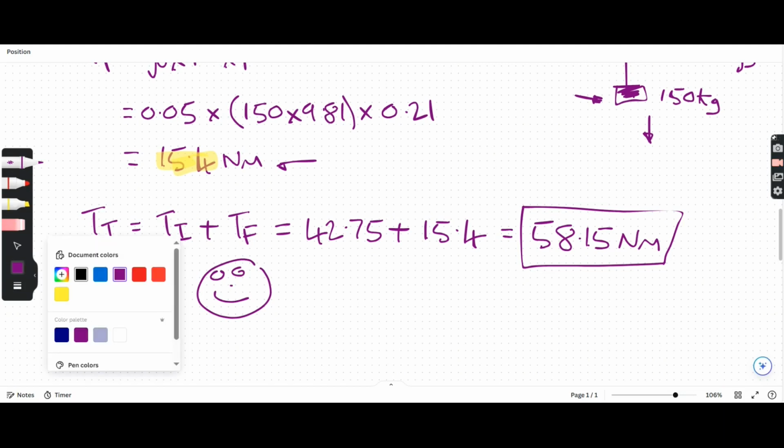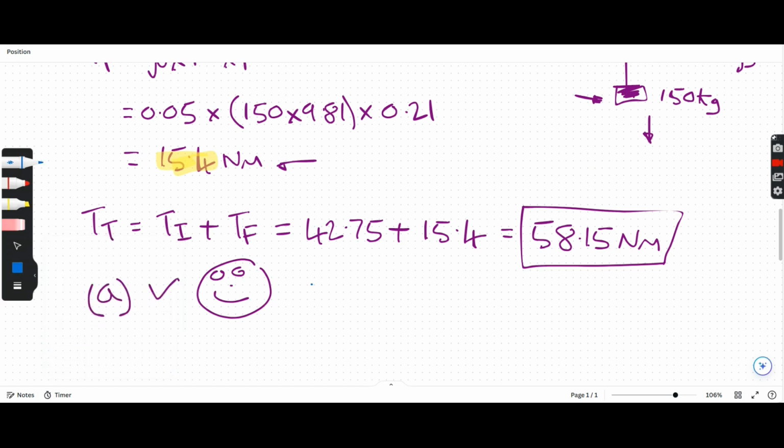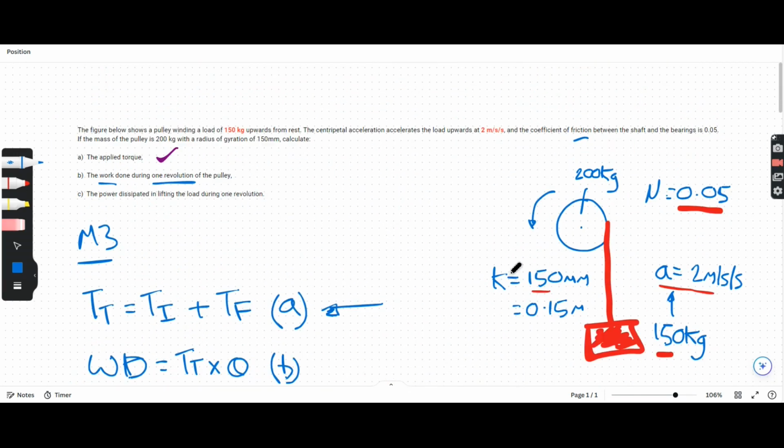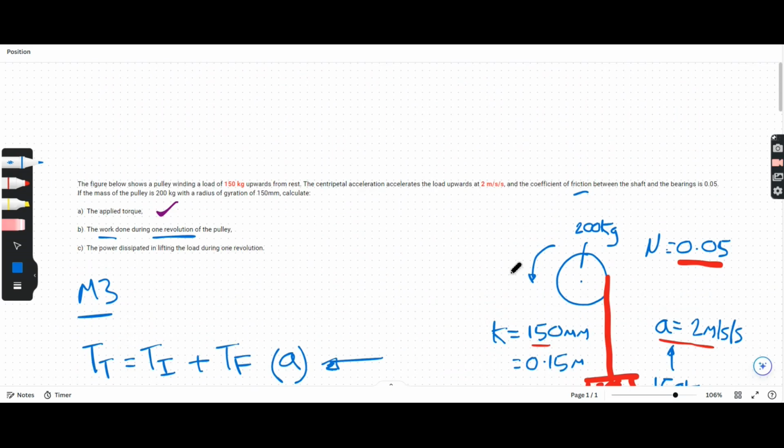Part B, I'll give you a different color, I don't know, blue. So we've done part A. Part B, we've got to find work done. Go back to the question. Work done is the work done during one revolution of the pulley. So one revolution, there's a clue.